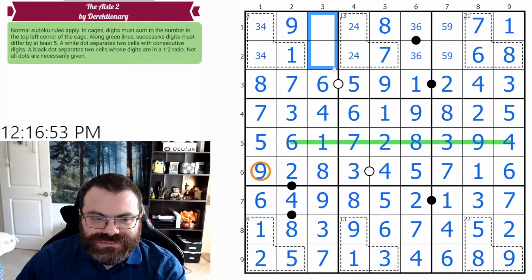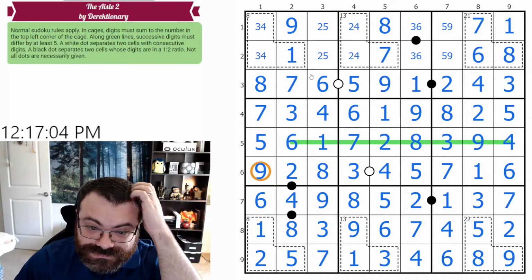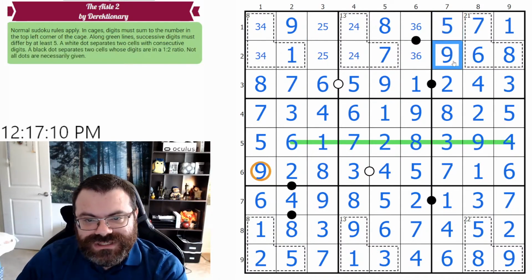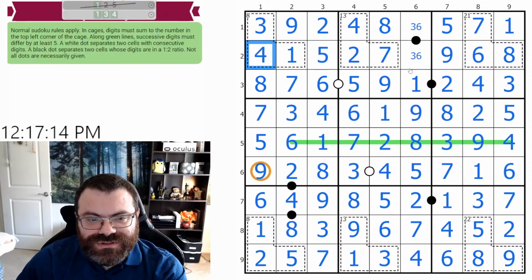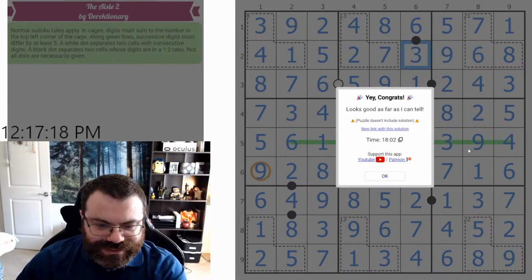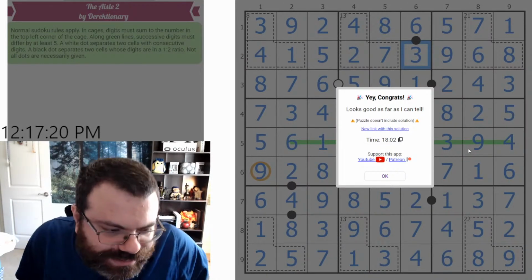That's a 9. What do I need here? I need a 2 and a 5. And now I'm just missing some scan somewhere. Yeah, the 9 there. That's 5 and 9. That's 2 and 5. That's 4 and 2. 3 and 4. 6 and 3. And we're done. Nice. Nice approachable puzzle there, Derek. Thank you.